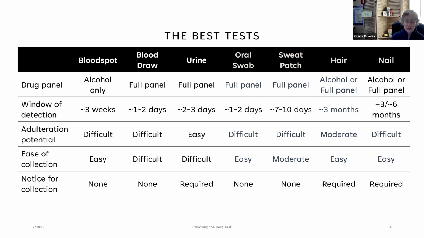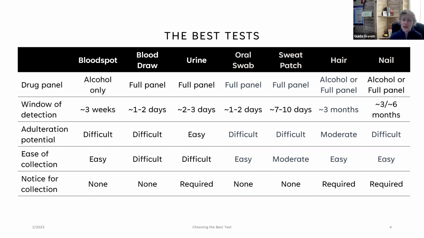And then the notice for collection is required, not necessarily a ton of time. Usually if you just give somebody a bottle of water, they can then provide a sample. But there are some folks who have shy bladders or other reasons why they can't provide a sample right there. So there are some restrictions.